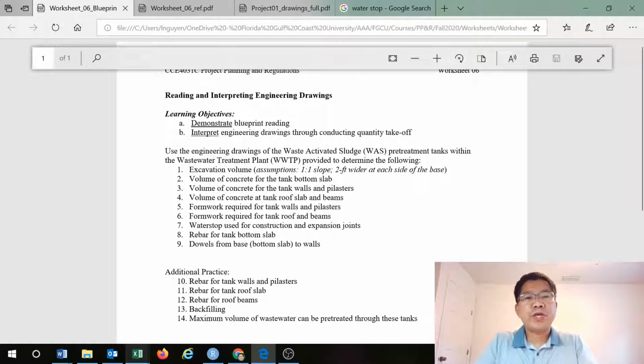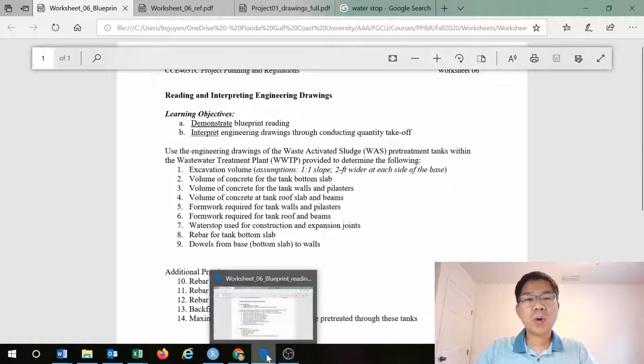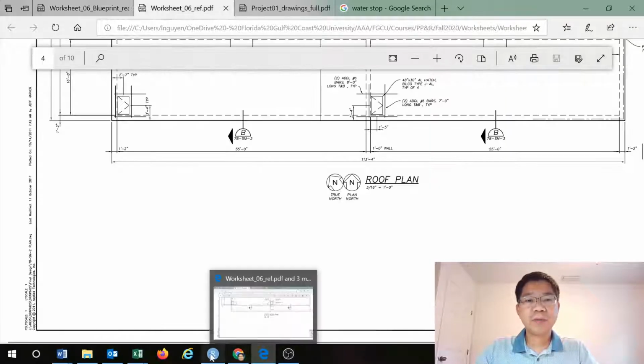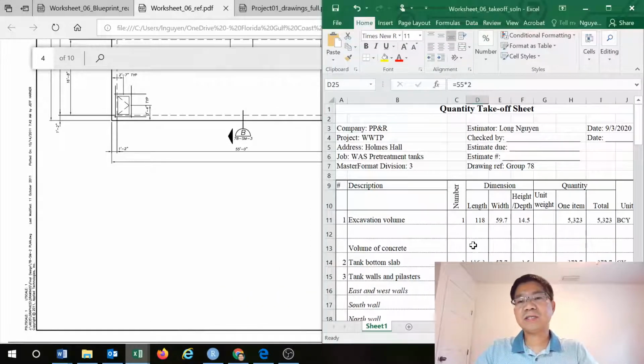Let's continue with the application of blueprint reading in this real project. In this part, I show you how to determine the formwork for the tank walls and the formwork for the roof. It should be the same, you can apply the same concept. And then water stop, rebar for the tank bottom slab. So let's work on here. You see drawings and continue with the spreadsheet that we had.